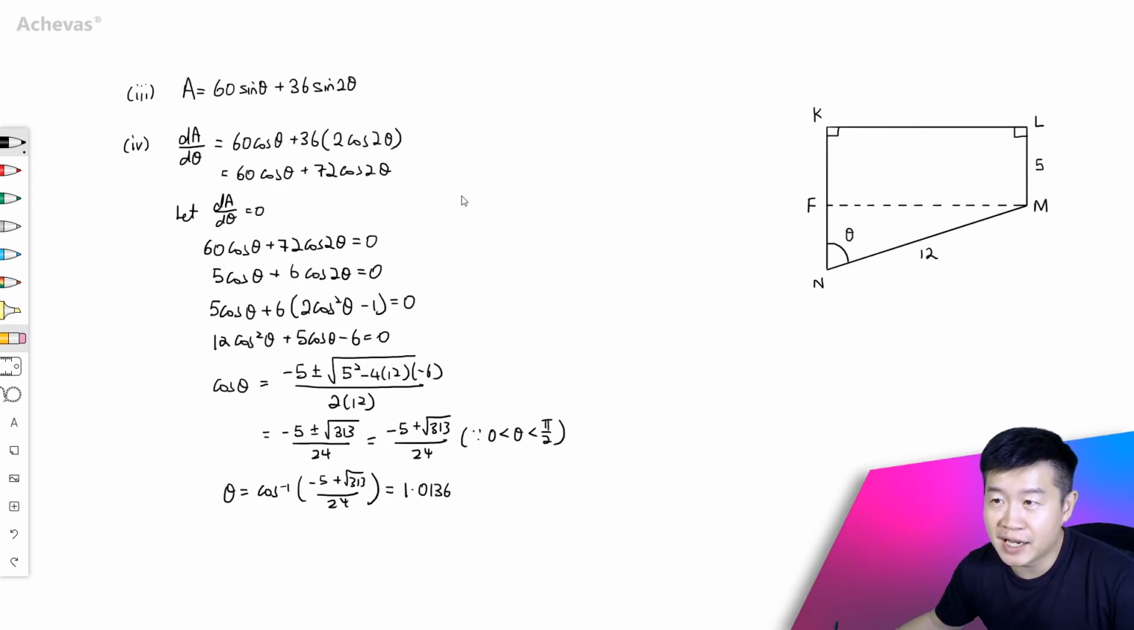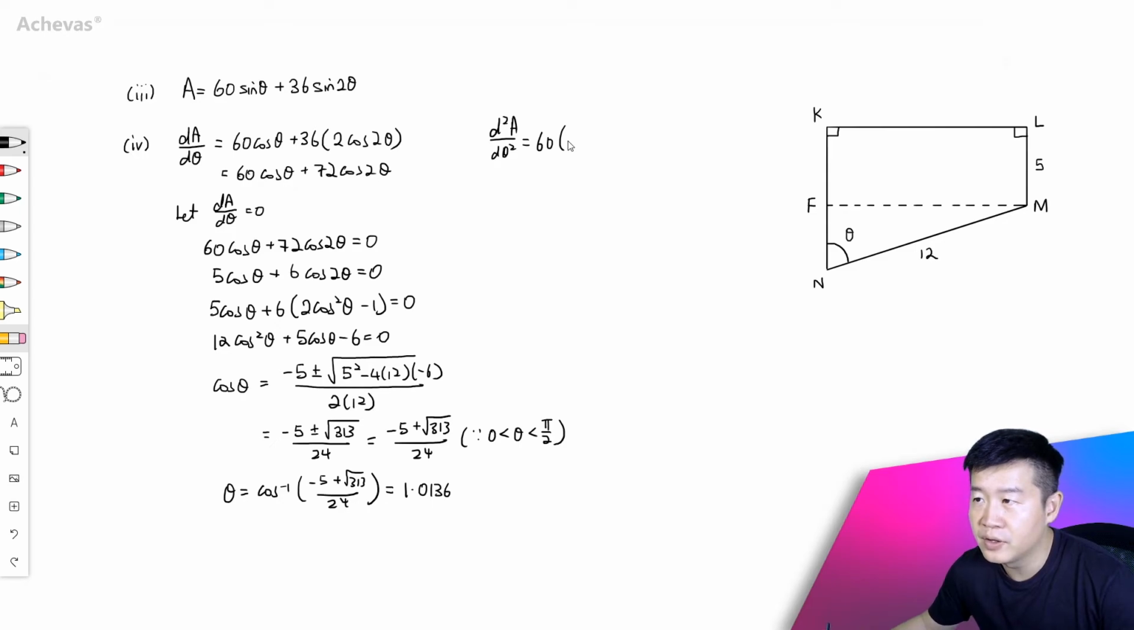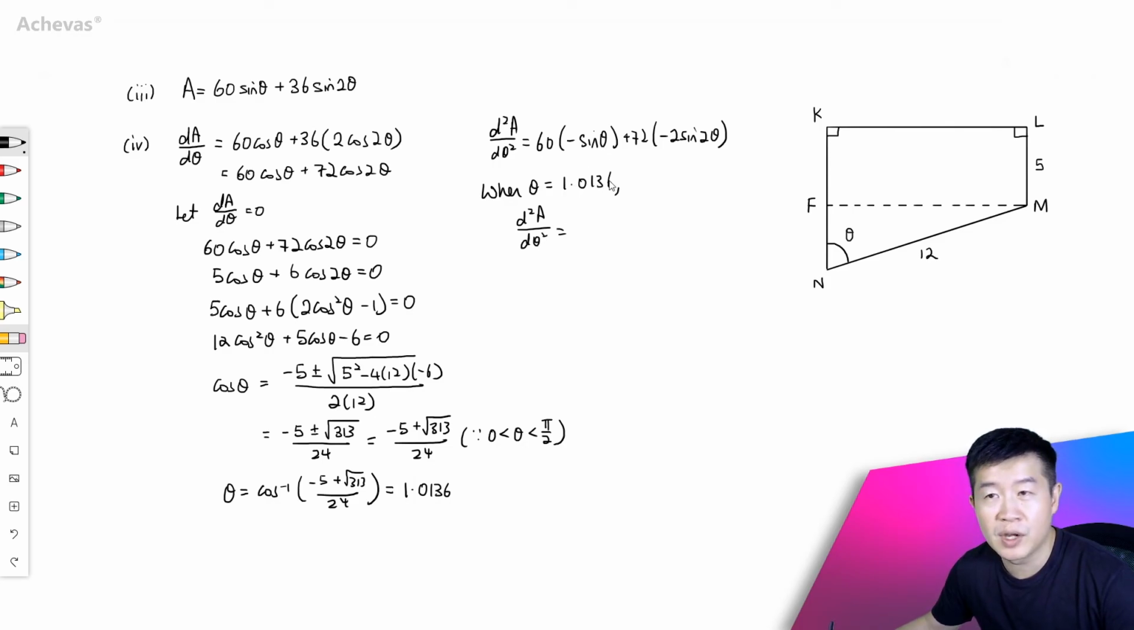So let's make use of the second derivative test. I'll take this and we'll differentiate it one more time. So d²A/dθ². Differentiating this again, we have 60 of minus sine theta plus 72 of minus 2 sine 2 theta. So when theta is equal to 1.0136, we can find the value of d²A/dθ² by substituting all the theta by 1.0136.